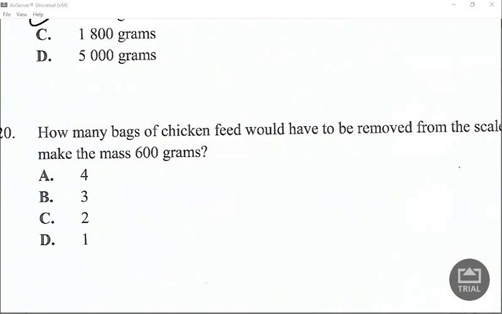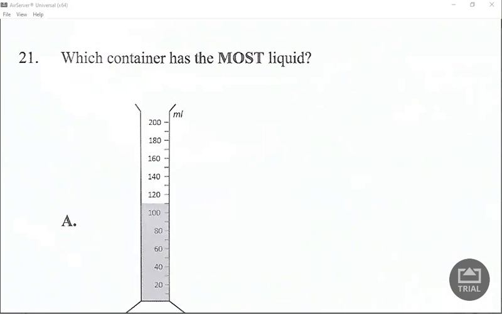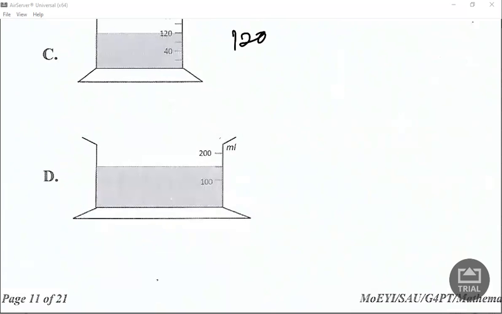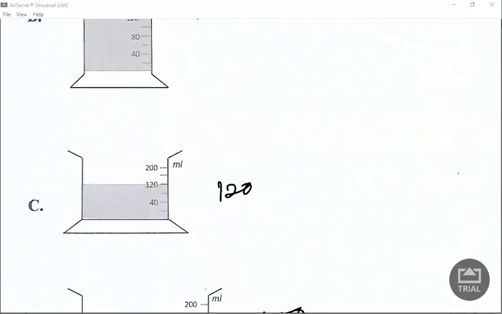All right, let's look at 21. Which container has the most liquid? All right, so this is about 110. Just go ahead and do this one now. 130. No, it's 140, between them. It's going up by 20, so that's 140. Let's look at this one now. This is exactly 120. And for this one, 150. Let's see which of these numbers is the biggest. Oh, 150. Yeah, definitely. Alright, so that's D.